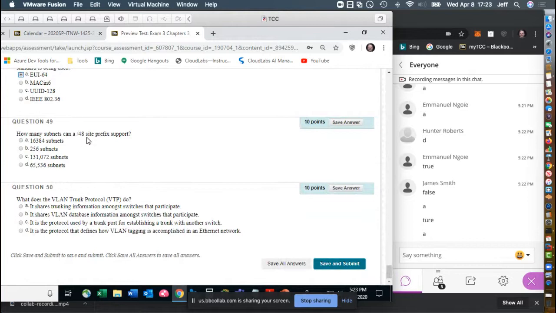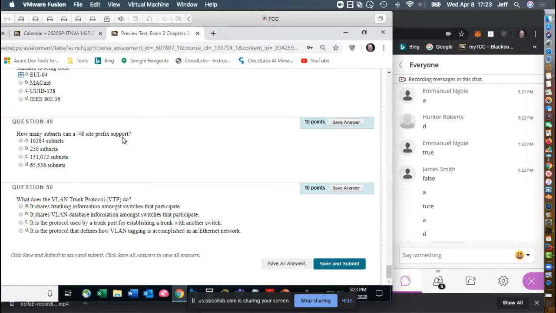How many subnets can a /48 site prefix support? D. Yeah, that's great. Good job, right? D, right? Because the /64 is the smallest, and so 64 to 48 is 16, and so 2 to the 16 is 65,536. So that's good job.